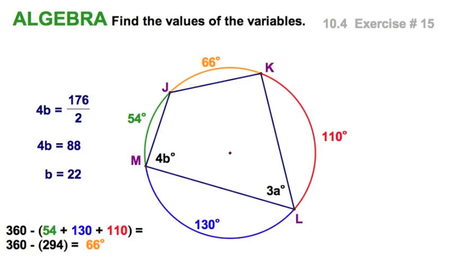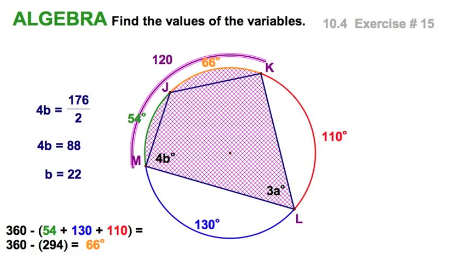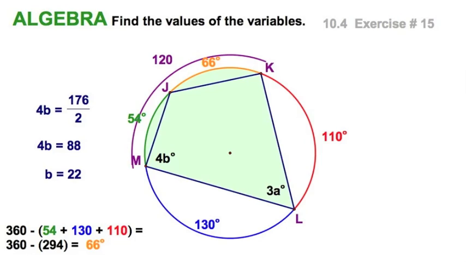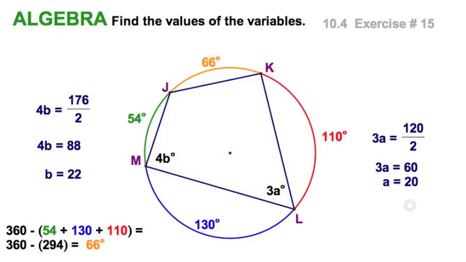And now that I know 66 is the orange arc, I can see that angle L intercepts the green and the orange. So L is going to intercept 120 degrees. And I can set up this way. So 3a is equal to half of 120, or 60. So 3a is 60, a is 20, and we're finished.